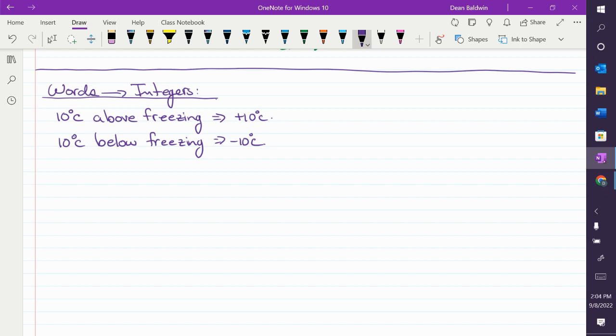If I say a depth of 5 meters, what integer would I use? What integer would represent a depth of 5 meters? Negative 5. Because say you're on the water, the surface would be 0. If you're at a depth, you're under the water. So negative 5 meters.